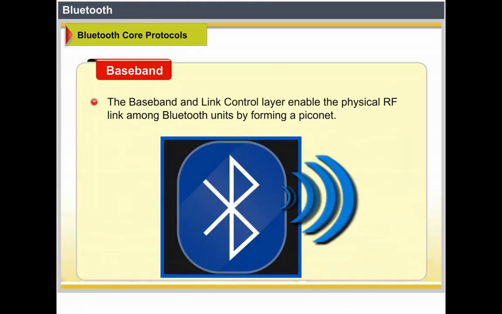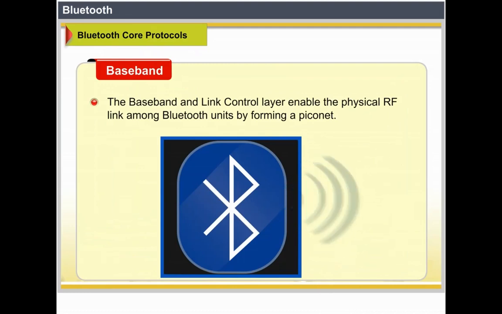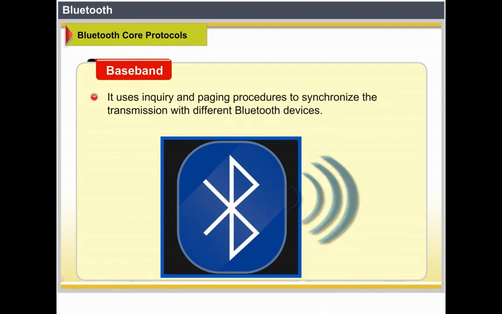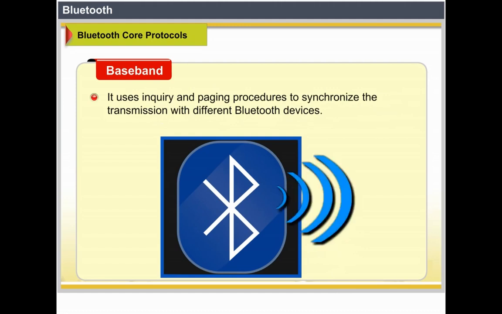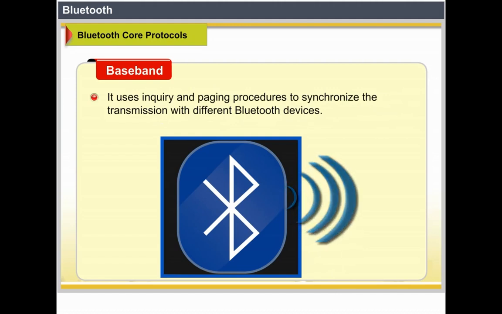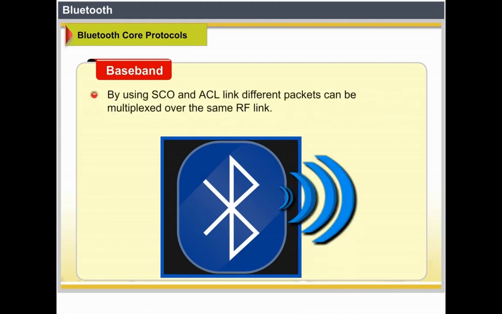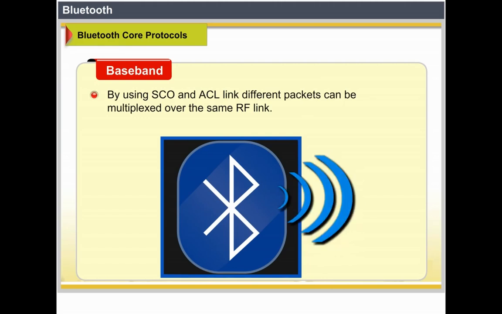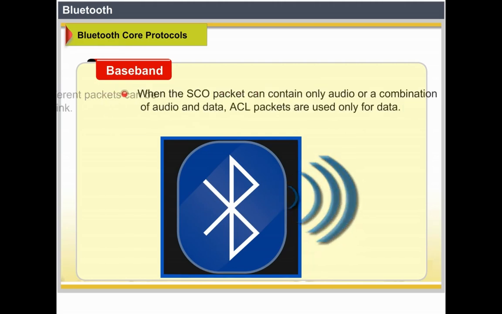Baseband. The baseband and link control layer enables the physical RF link between Bluetooth units forming a piconet. This layer uses inquiry and paging procedures to synchronize the transmission with different Bluetooth devices. Using SCO and ACL link, different packets can be multiplexed over the same RF link.